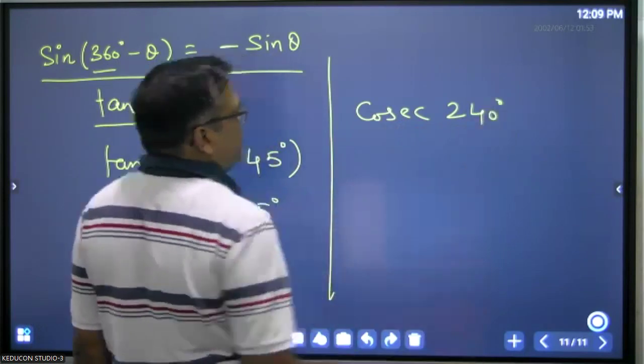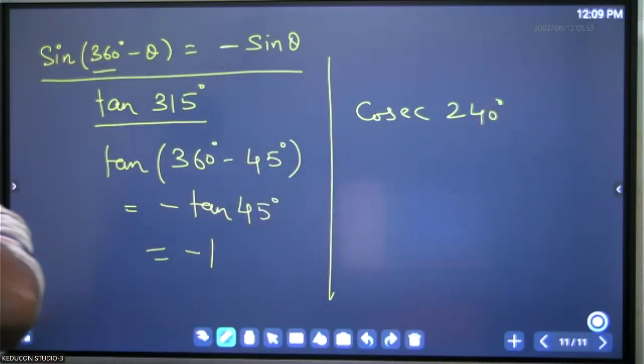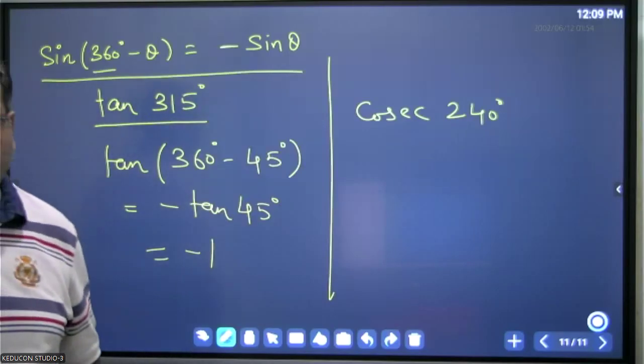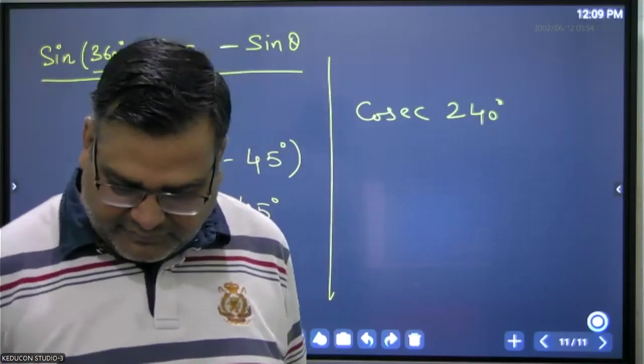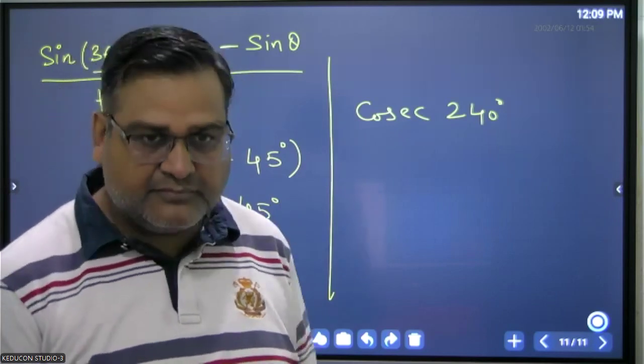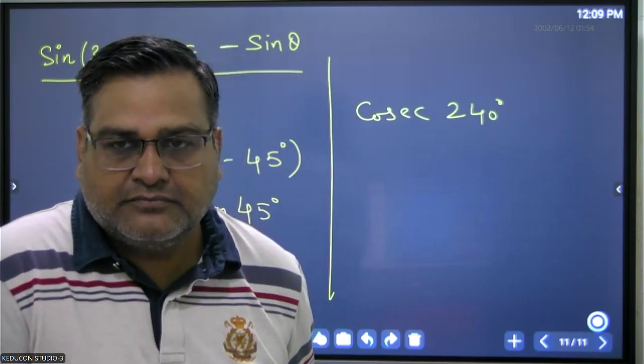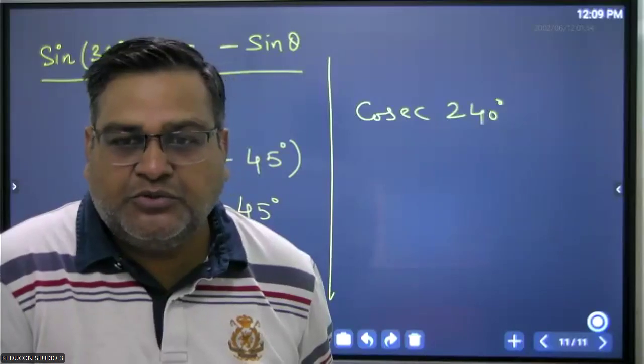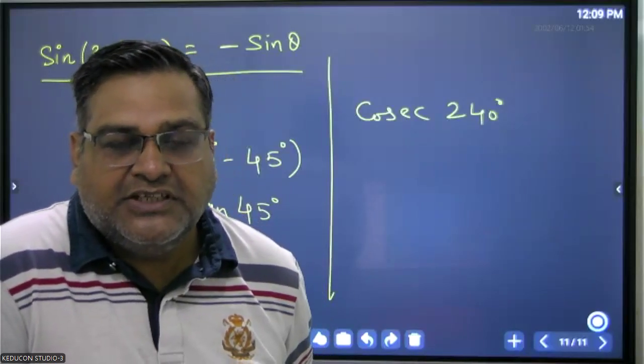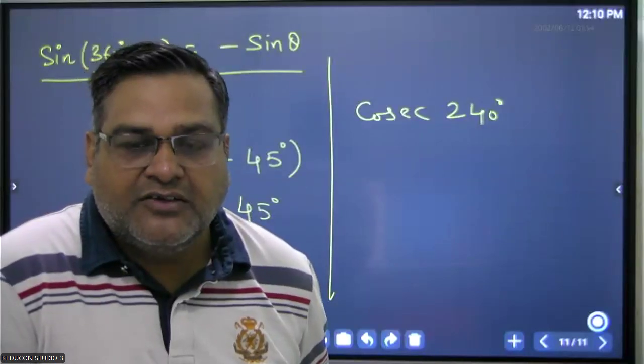Please find the value of cosecant 240 degrees. Cosecant 240 degrees. Convert this into either 180 plus 60 or 270 minus 30.